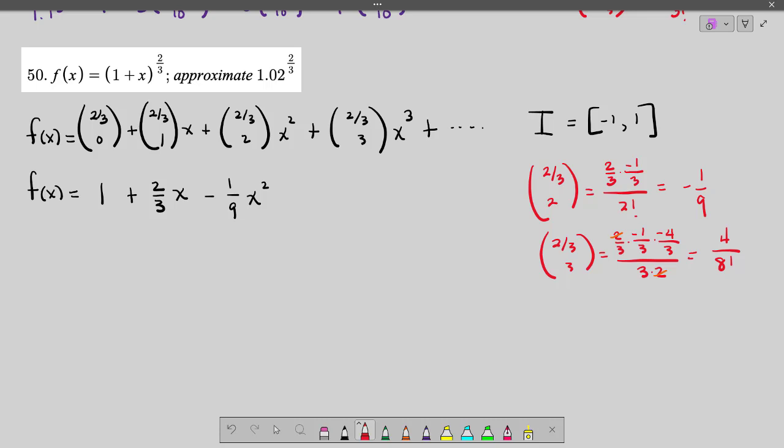So that'll be our last non-zero coefficient that we're going to find. So there is our binomial series expansion for (1 + x)^(2/3). Then if we want to get an approximation for 1.02 to the 2/3, that will be approximately equal to 1 plus 2/3 times x, which is going to be 2/100ths. So we could write it as a 50th if we wanted.